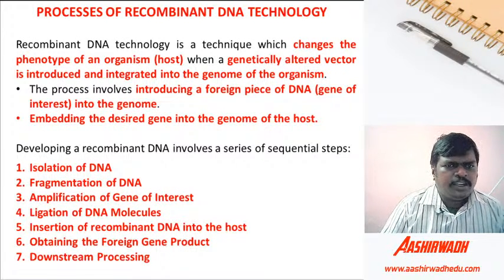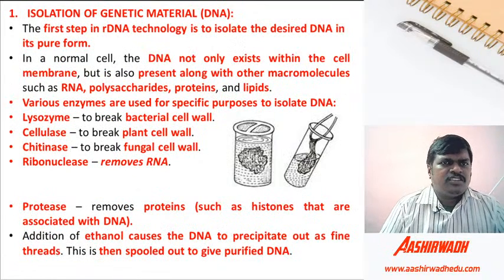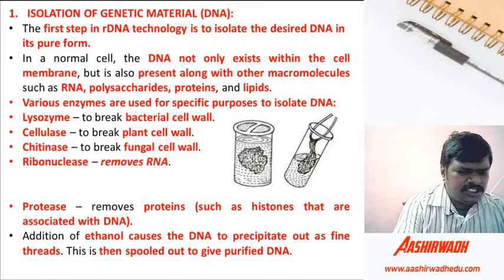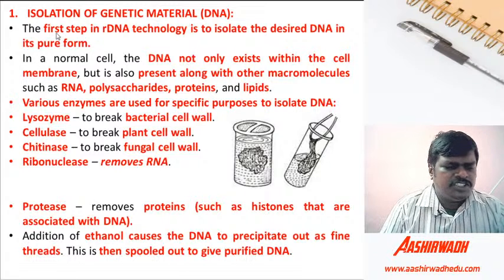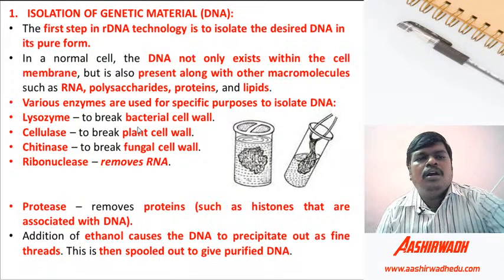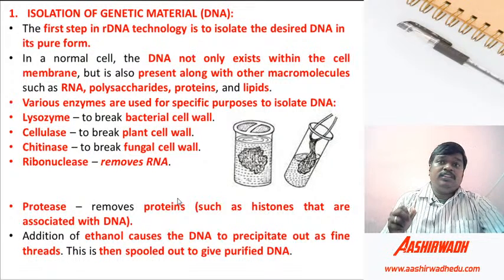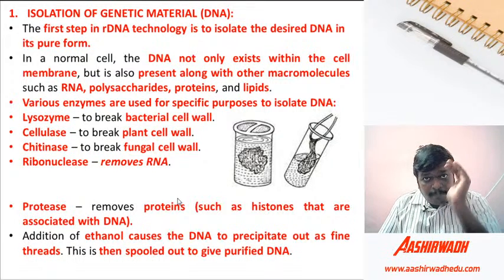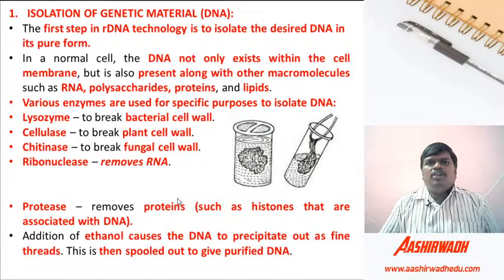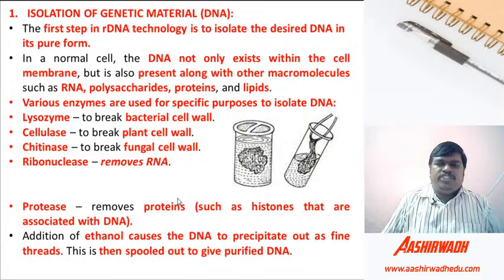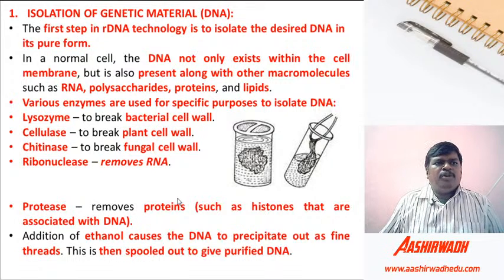First, let me explain the first step. The first step is called isolation of the gene. What does isolation of the gene mean? This is the first step in recombinant DNA technology, where we have to take out the desired gene in its purest form from the organism from which we are going to transfer the gene, the donor. Isolation of the DNA in its purest form is the first step.